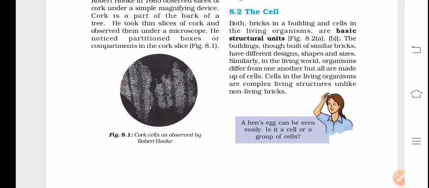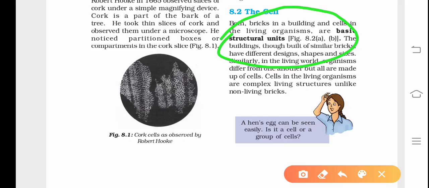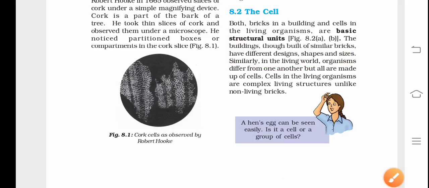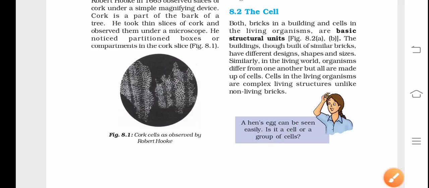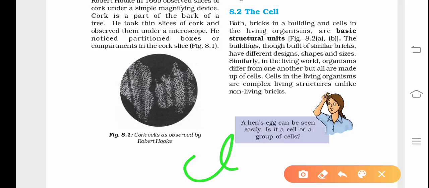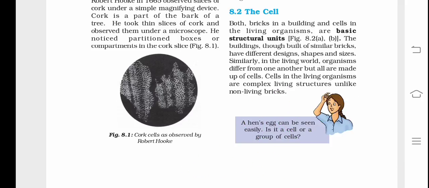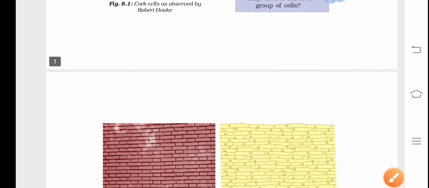Now, here is the definition of the cell. A cell can be called the basic structural unit of any living organism. Now, a question arises. A hen's egg can be seen easily. Is it a cell or a group of cells? The answer is cell. The hen's egg is a single cell.